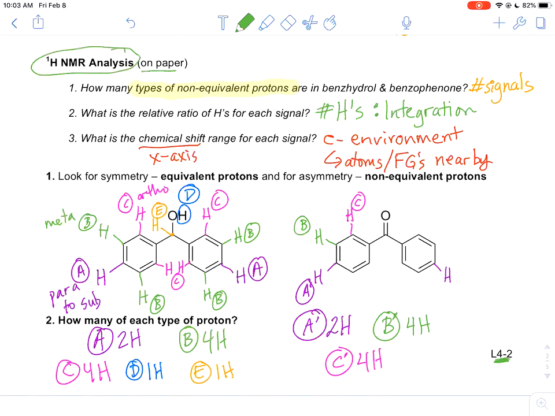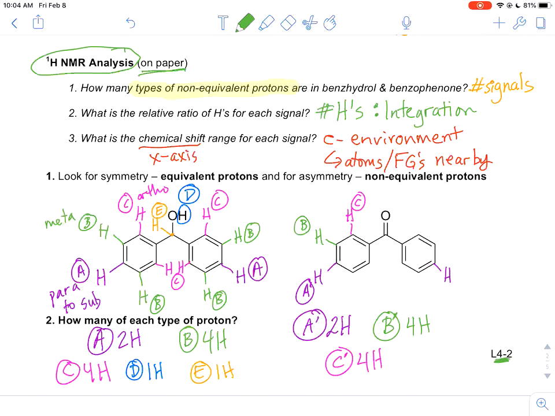Here we're doing it on paper, and by that I mean you're not actually going to be making your own NMR sample or testing your own sample. You are just given the spectrum. What we want to find out is how many different types of hydrogens there are, how many hydrogens there are in the molecule total, and what the relative ratio of those hydrogens is. That will tell us how many protons each signal is worth.